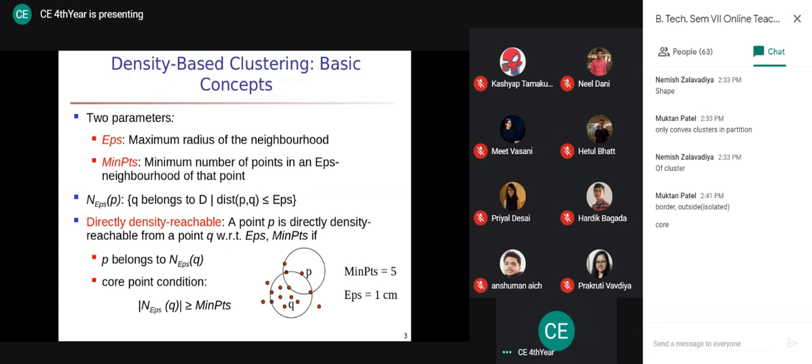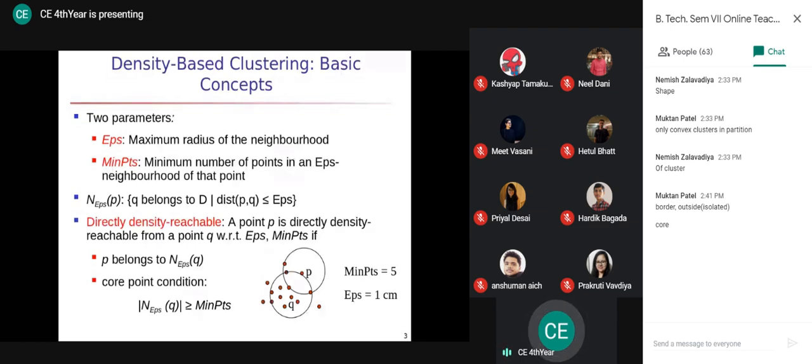So in the DBSCAN algorithm, we pick all the points one by one and verify whether that particular point is a core point. If not, whether it is a boundary point. If it is not a boundary point also, then we label it as an outlier, or noise point. To decide whether it is a core point, a boundary point or an outlier, we use these two parameters: EPS and minimum points.